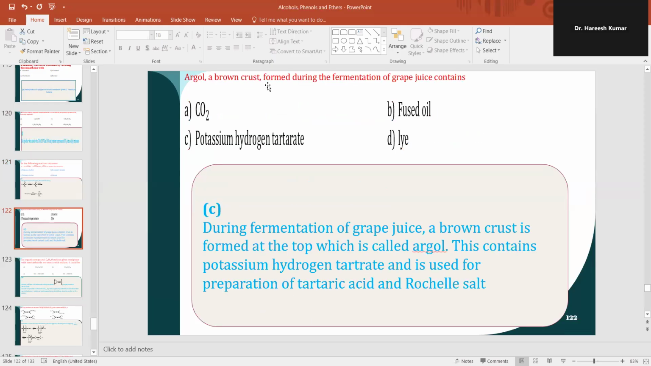Argol, a brown crust formed during the fermentation of grape juice, contains potassium hydrogen tartrate. That means during fermentation of the grape juice, a brown crust is formed at the top, which is called argol. This contains potassium hydrogen tartrate and is used for the preparation of tartaric acid and Rochelle salt.